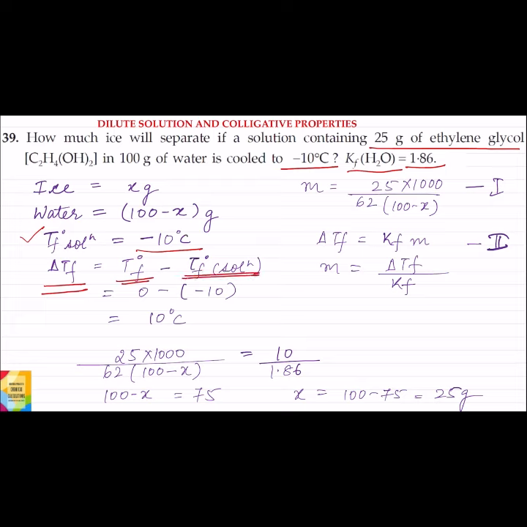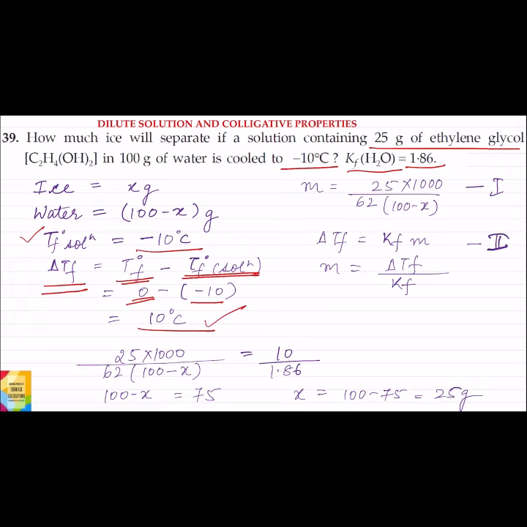Freezing point of pure solvent क्या है? Freezing point of pure solvent है 0 degree centigrade because the solvent is water, minus अब freezing point of solution given है minus 10 degree centigrade, तो ये हो जाएगा minus 10 degree centigrade. Therefore, freezing point depression will be equal to 10 degree centigrade. This is the value of delta Tf.